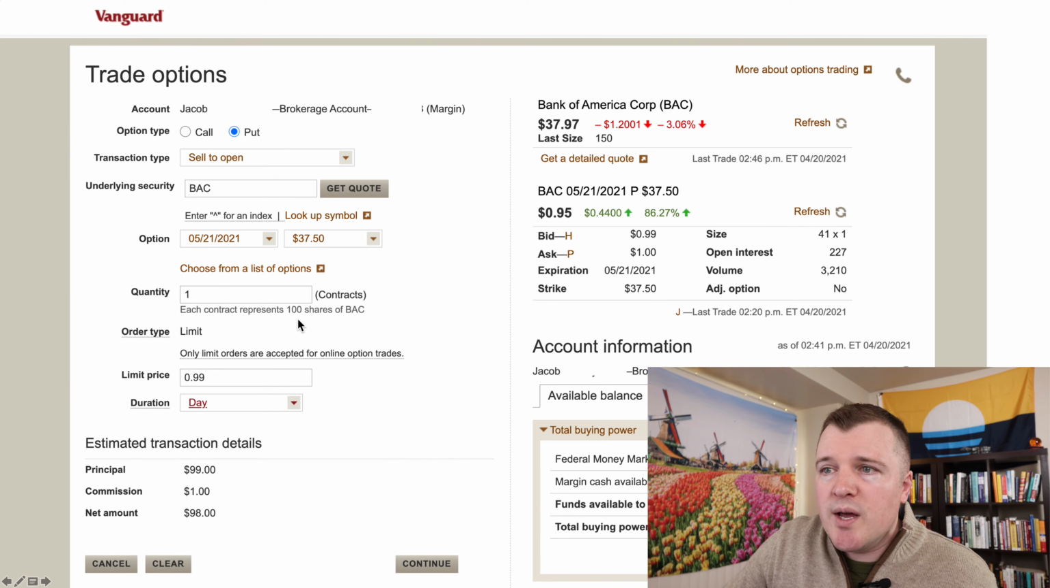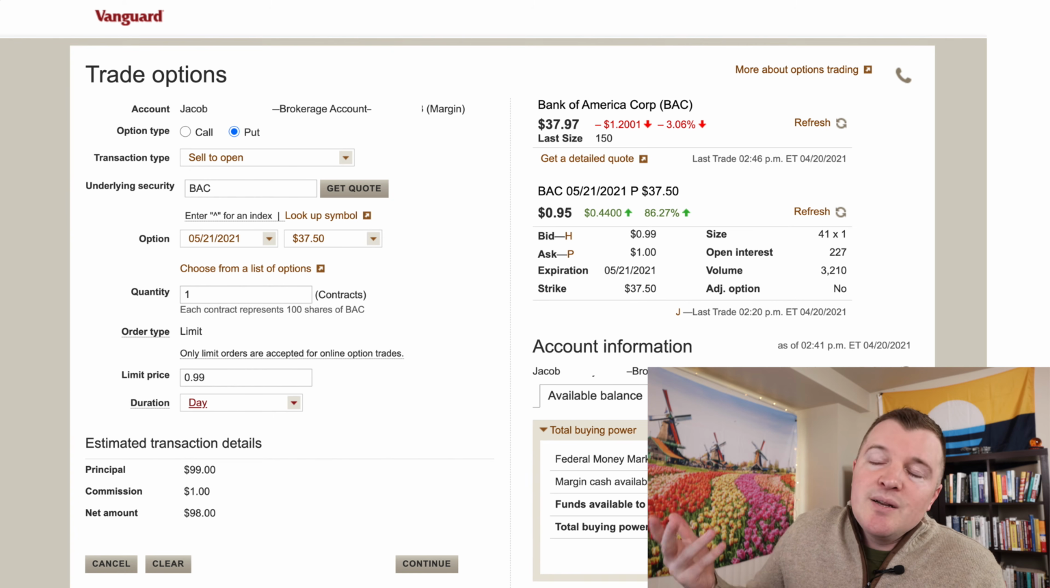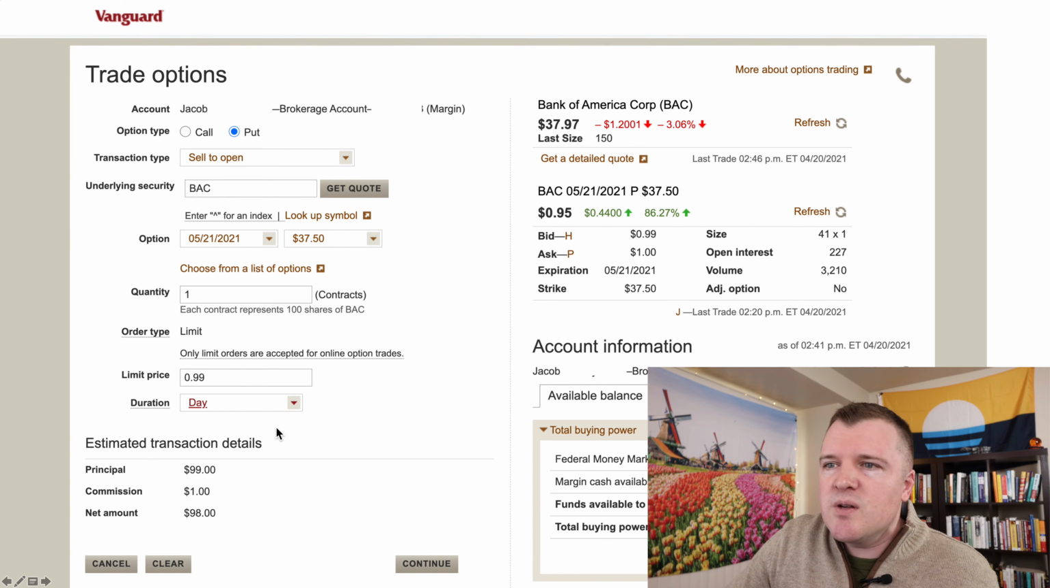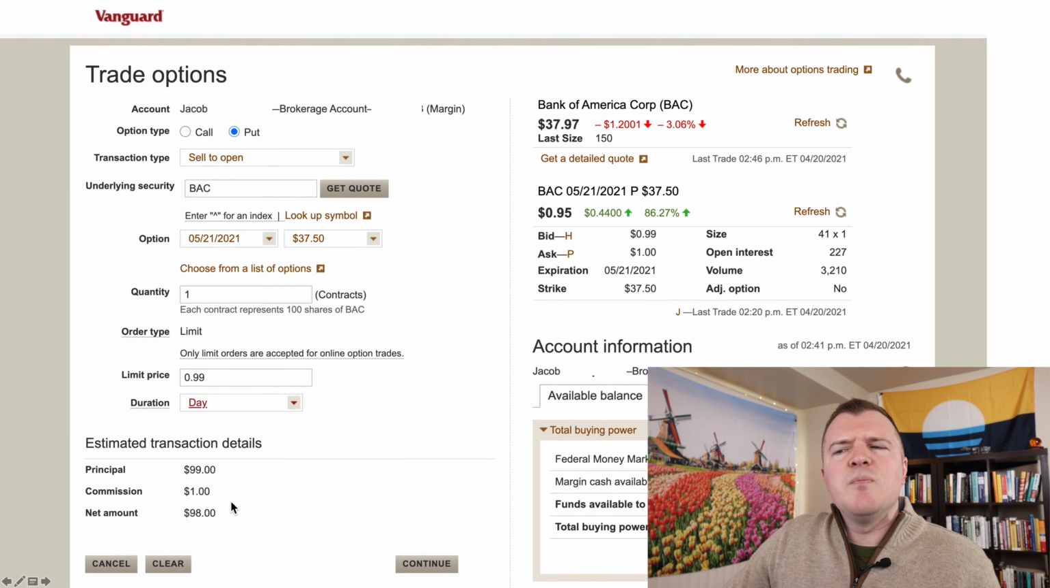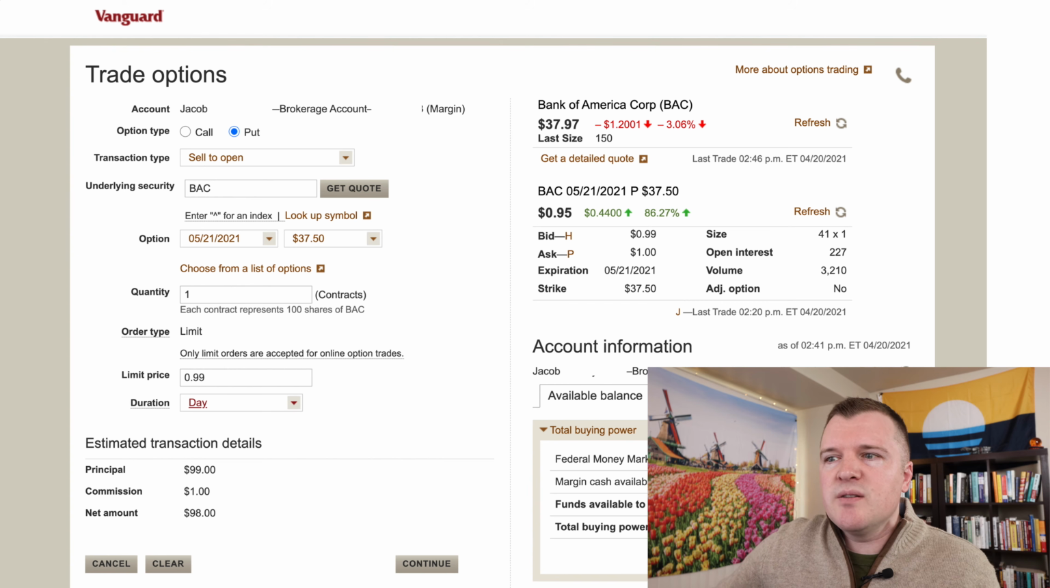This represents 100 shares. Order type, you can do a market order, but I recommend doing a limit order and then trying to get it filled where you want to get it filled. Limit price, 99 cents. Duration, we're going to do just during the day. Looks like the commission for the trade is $1. So I'm being paid net for selling this cash secured put, $98.